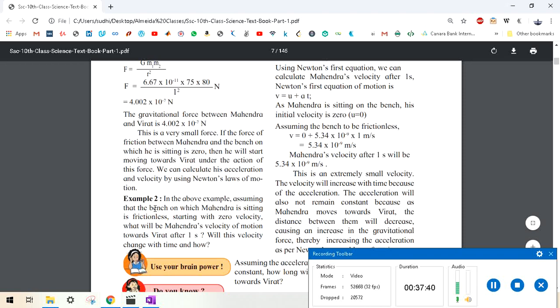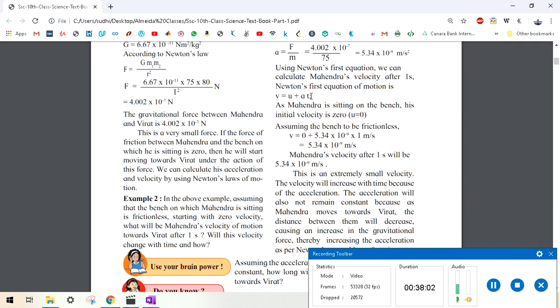So the question is, assuming that the bench on which Mahendra is sitting is frictionless. Frictionless means there is no friction. Starting with 0 velocity, it means initial velocity is 0. What will be Mahendra's velocity of motion towards Virat after 1 second? It is very simple to understand. You know that initial velocity was 0, and that the time is 1 second, and we want to find the final velocity.